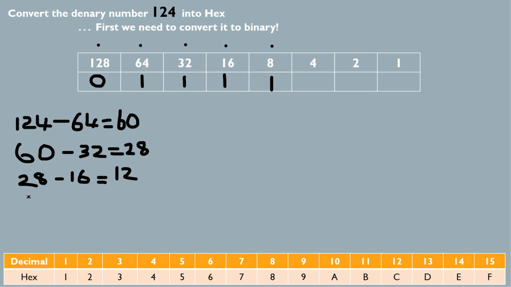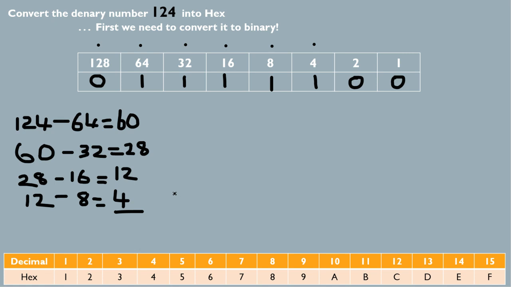Okay, so we have 12 minus 8. What are we left with? We're left with 4. Let's go to the next column. Well, there is a number 4, so we'll put 1 in there, and obviously we've no numbers left now, so the other 2 can be zeros. So our binary number for 124 is 01111100. Okay.